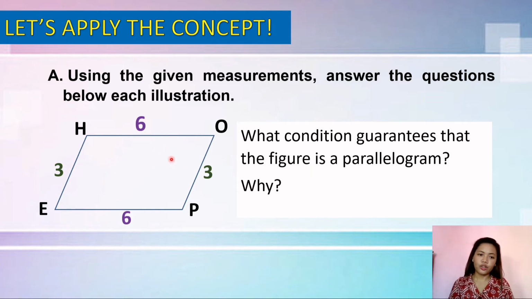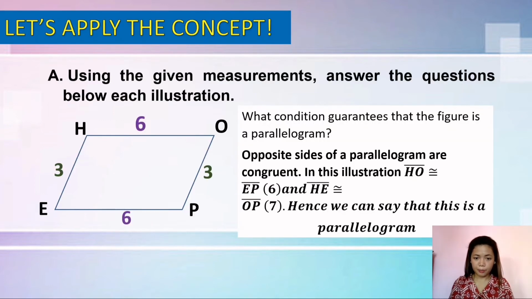Why? As you can see, the opposite side. So, we have HO is 6 and the opposite side is EP, which is also 6. Another one, we have HE and OP. Are they also opposite sides? Yes, they are. How about their measurements? Are they equal? Yes. So, therefore, this quadrilateral is a parallelogram. So, the condition that guarantees this a parallelogram is opposite sides of a parallelogram are congruent.